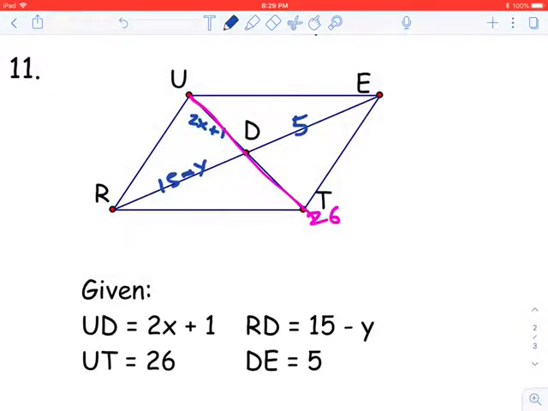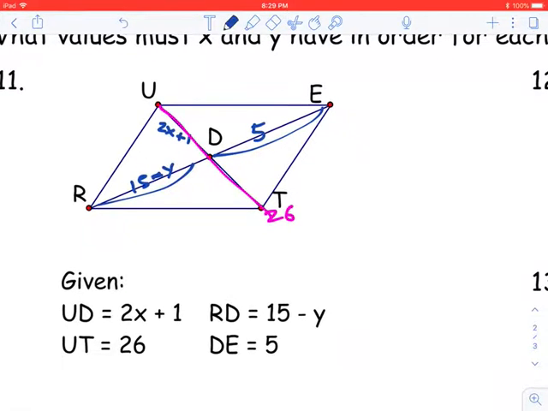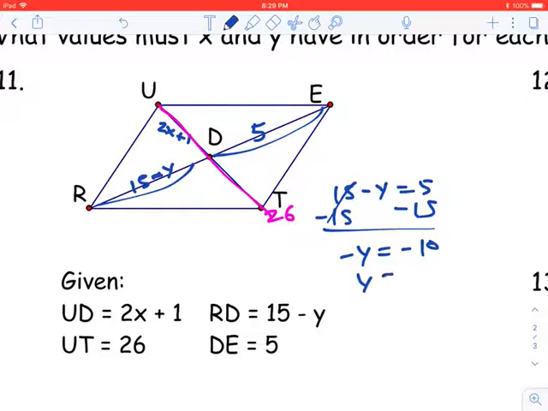Okay, so the easy one I see right now is that parallelograms have bisected diagonals. So DE and RD are congruent. So 15 minus y equals 5. And then I go ahead and get y by itself. So negative y equals negative 10. Therefore, y equals 10. So there's the first one.